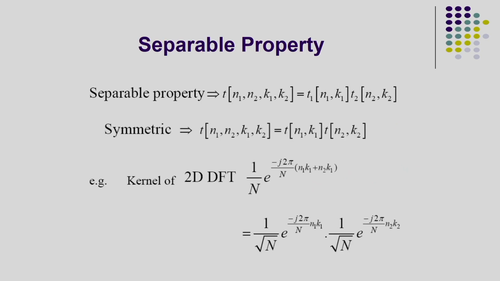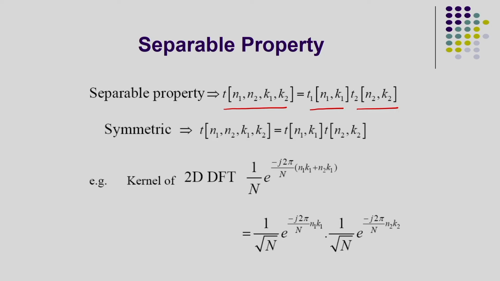Now let us consider one property that is called the separable property. Already I have defined the transformation kernel. This is my transformation kernel, and if I can do the separation like this, one kernel is T1, another kernel is T2. That means the transformation kernel T1 is the kernel for the horizontal direction, and transformation kernel T2 is for the vertical direction. If I can separate like this, that is called the separable property.